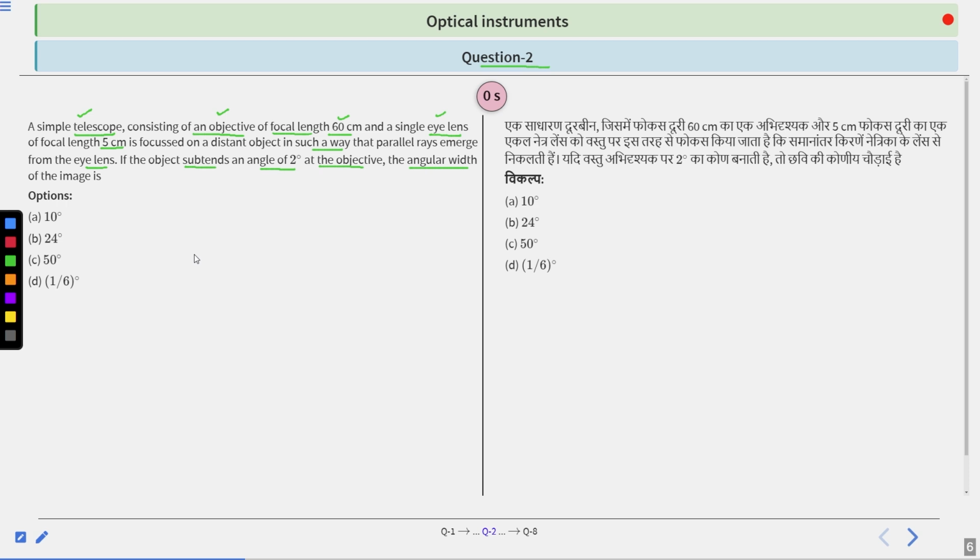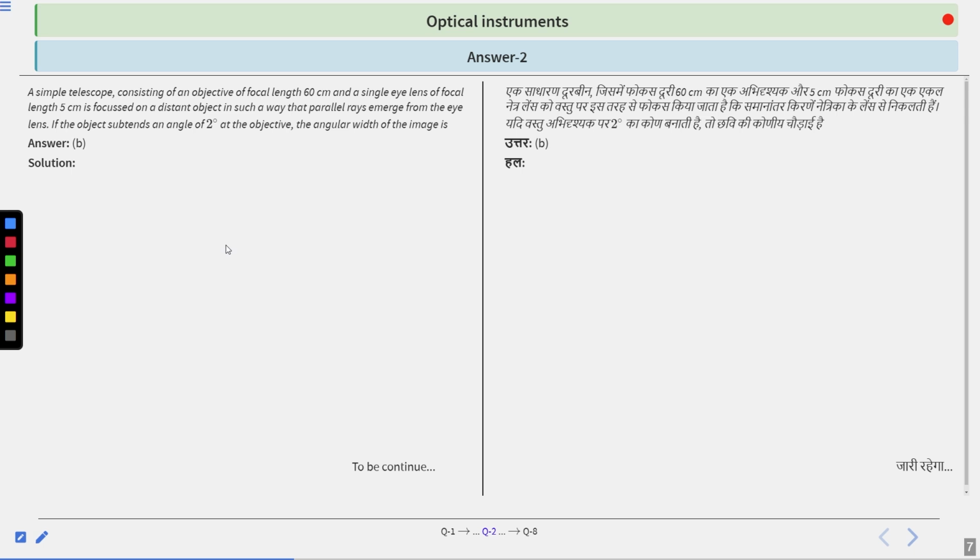Let's see the solution. In this question, a simple telescope consists of an objective lens and an eye lens. These are the basic terms. The focal length of the objective lens is 60 centimeter and the focal length of the eye lens is 5 centimeter.